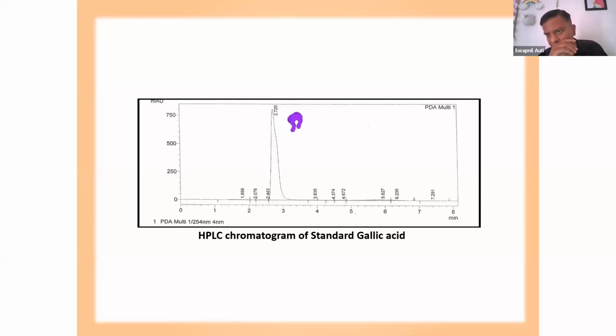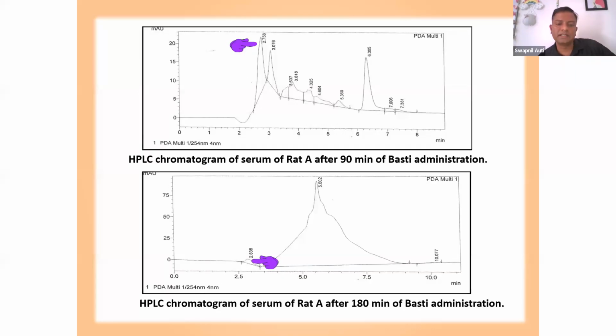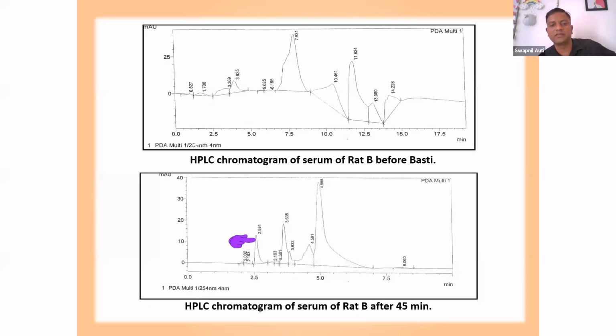This is what we experimentally did. This was the absorption of Basti therapy. We experimentally proved it with gallic acid standard. It shows a peak like this around 2.5 to 2.7. So this peak we can see in the standard. Similarly, we gave the Basti to the rat, and similar types of peaks we achieved in rats also. It means Basti contents are actually getting absorbed. This is proved by this HPLC study. Now you can see these peaks in multiple Bastis, even after 90 minutes, even after 180 minutes, they were there.